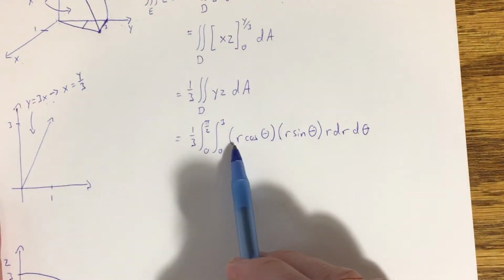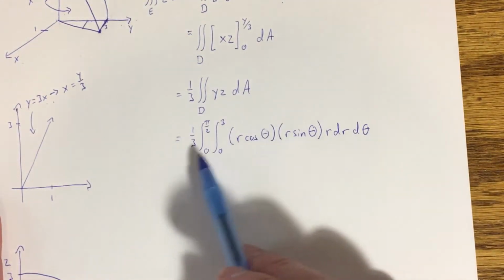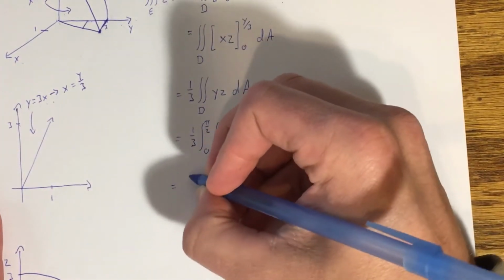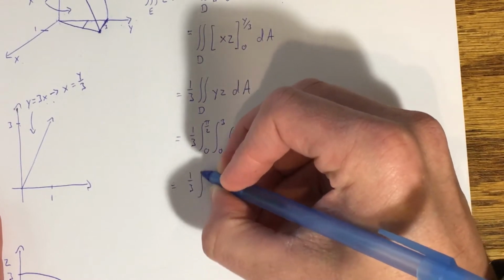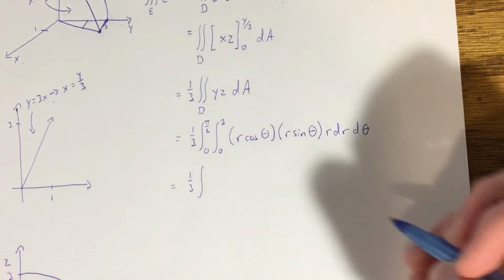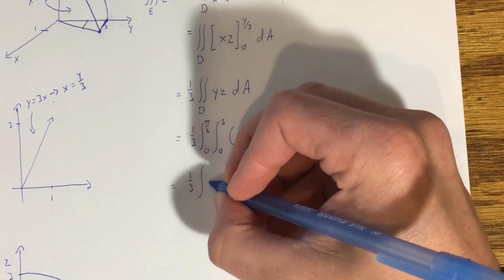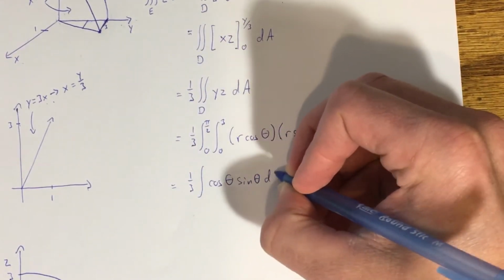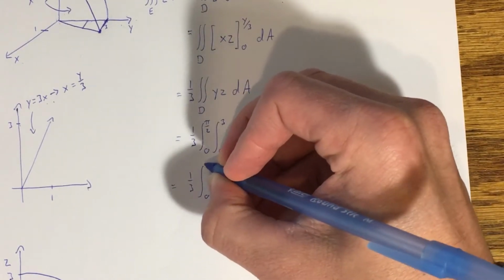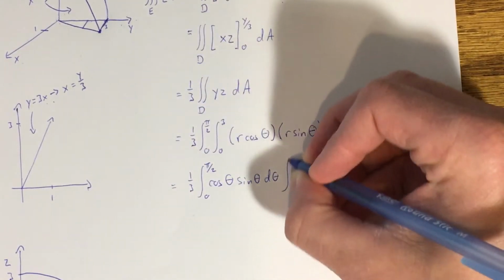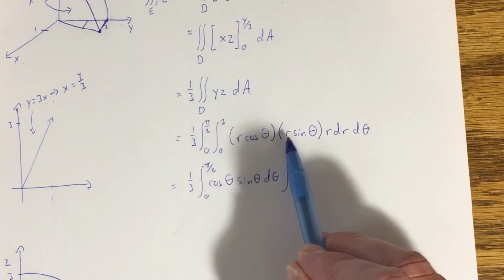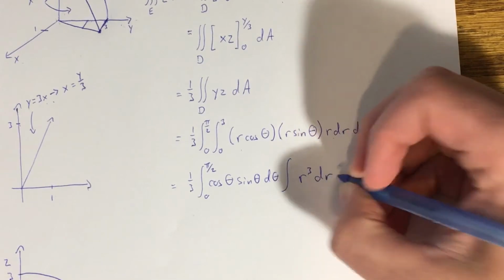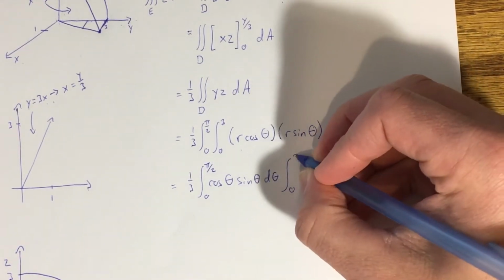Okay, this is a gigantic product, and I can separate out the functions of theta and the functions of r respectively. So this is going to become 1/3 times the integral of cosine of theta sine of theta d theta, and again my limits are 0 to pi over 2, times the integral, there's r and r, that's going to become r cubed dr from 0 to 3.